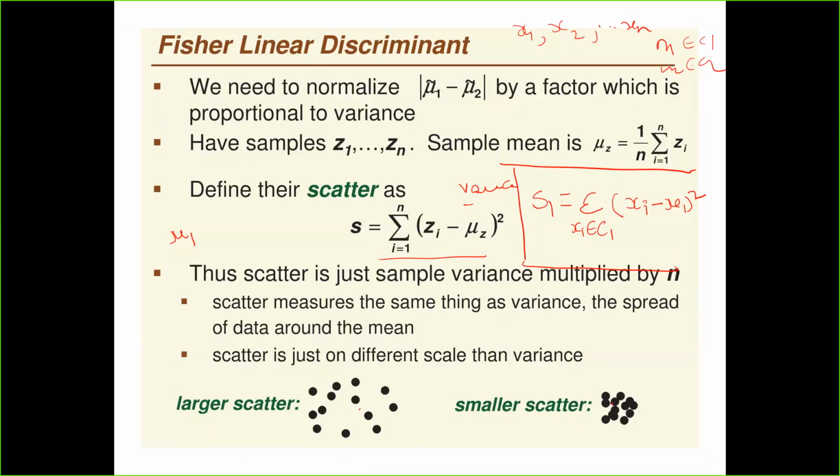Okay, fine. So now can you tell me how to compute the scatter of class 2? Sum over xi belonging to C2 of (xi minus mu2) whole square. Okay, this is scatter 2. So this is the scatter in the original space.